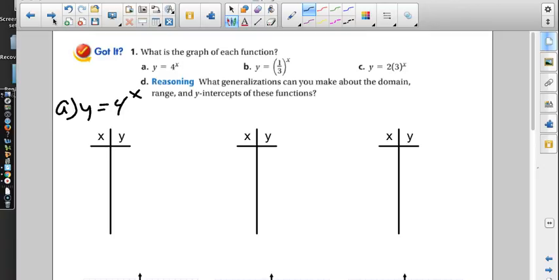But I'm not doing all those points they had on there before. Maybe I'll just do -2, -1, 0, 1, and 2. That should be enough to get a feel for it because all of those graphs have that same basic shape.